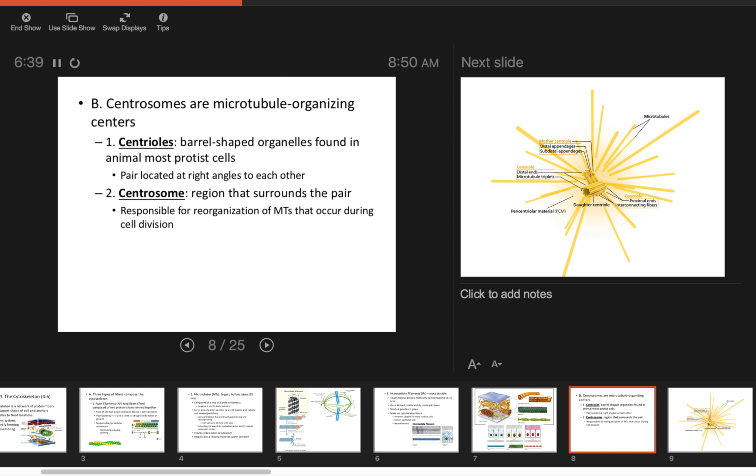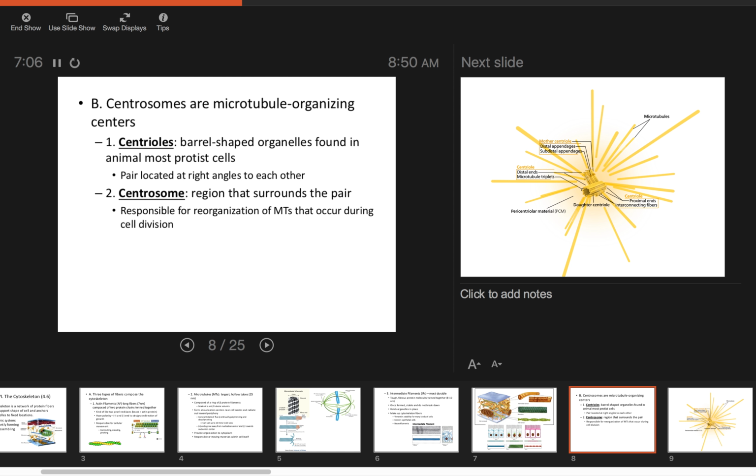Maybe when you guys made your cell models, did you make centrioles? Anyone here? Okay, some people did, because you don't find centrioles in plant cells. If you did a plant cell model, you should not have made a centriole in your cell. Probably lost points if you did. But they are usually depicted as 45-degree angles. So yes, paired, located at right angles to each other. And then the centrosome is just the region that surrounds that pair.